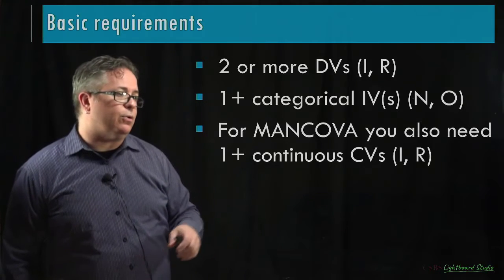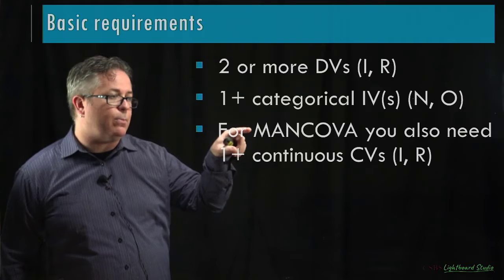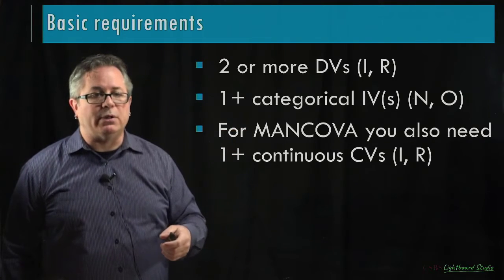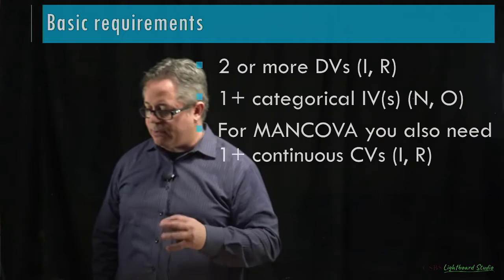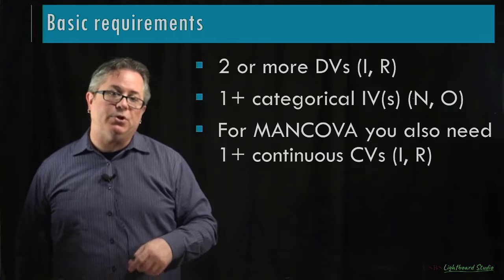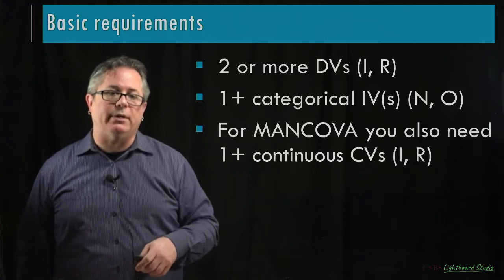If you're actually going to do a MANCOVA, this multivariate analysis of covariance, you also need at least 1 continuous covariate, something measured interval ratio that you're going to try to use to control for some of that variability.